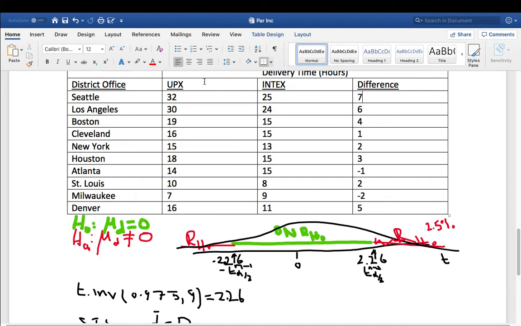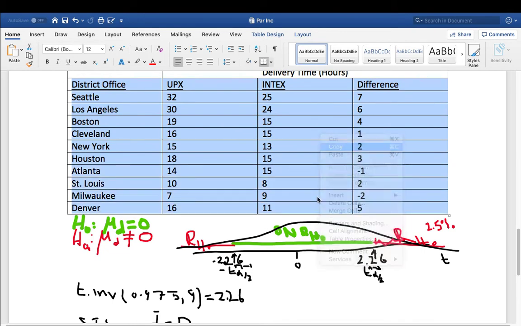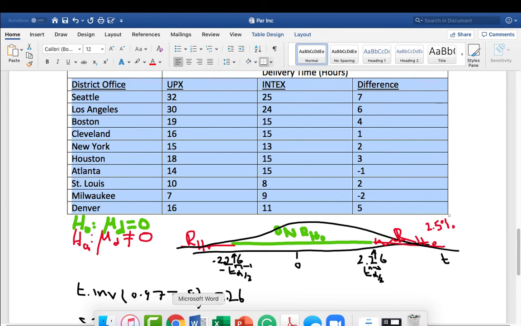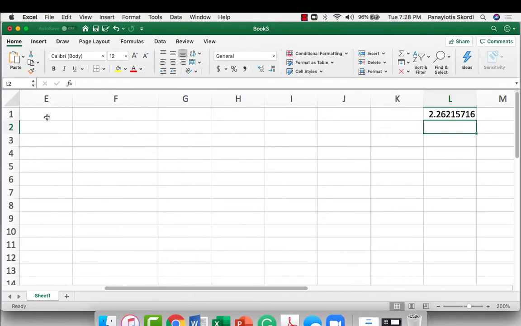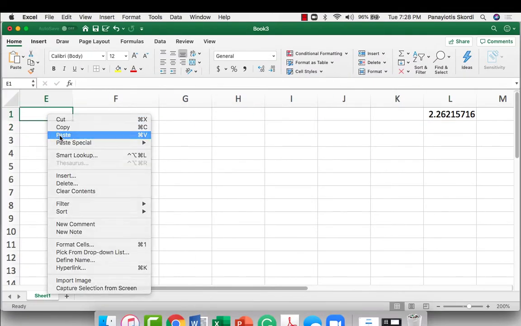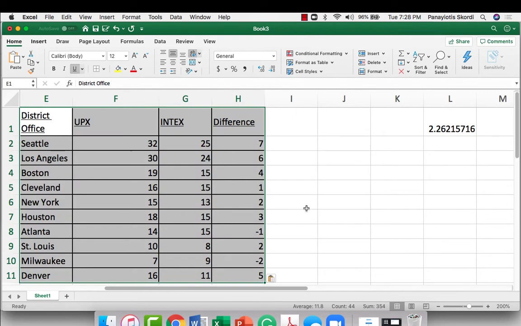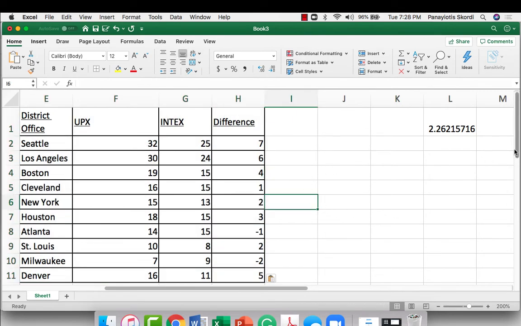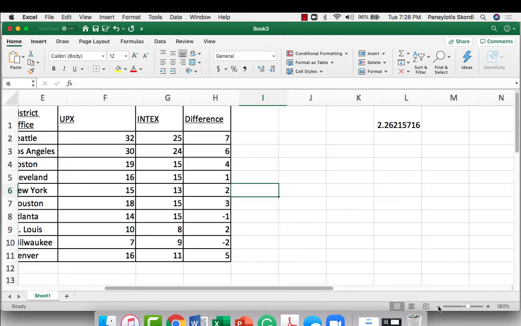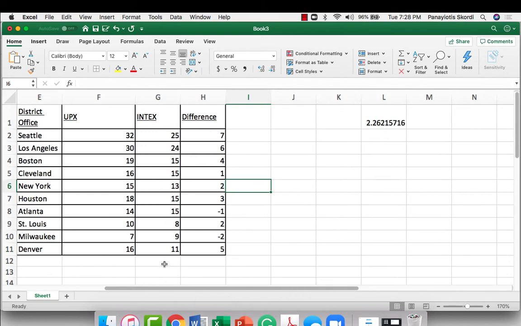So what we can actually do is read this information in over to the Excel spreadsheet. Let me just copy that out and go over to the spreadsheet, and let me put this information in here. Okay, very good. So we need to know the mean of the differences. Now, if you want, you can add them all up yourself, and you can divide by 10. I'm just going to use Excel.